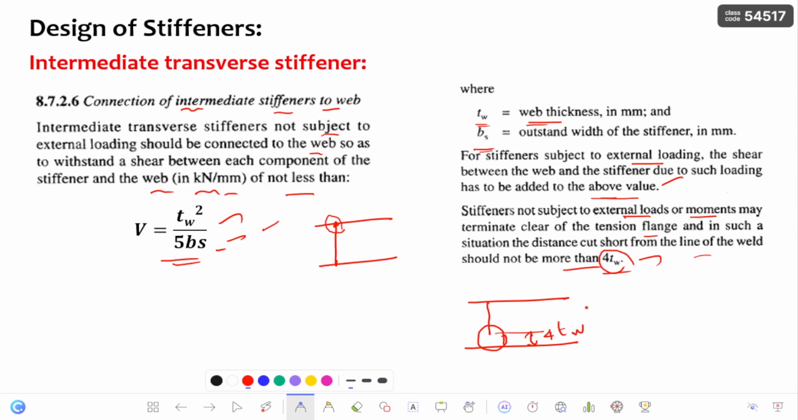So this is regarding the codal provisions regarding the design of stiffeners, and this is part 1 of the video. I have discussed the 5 important codal provisions regarding the design of stiffeners, and there are another 5 codal provisions left. I will discuss them in the upcoming videos.